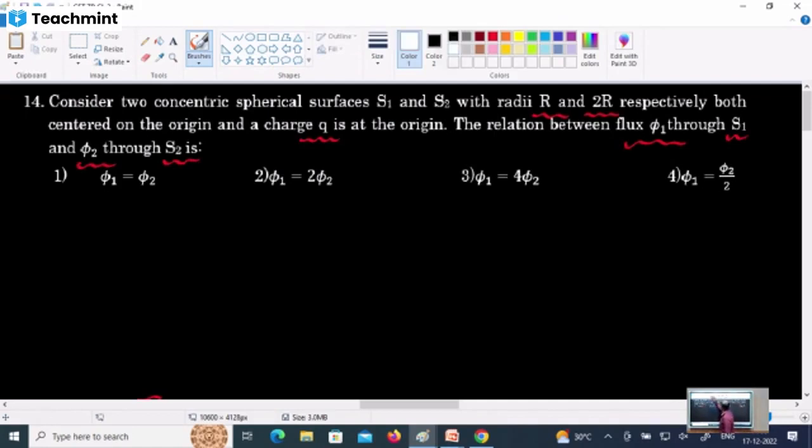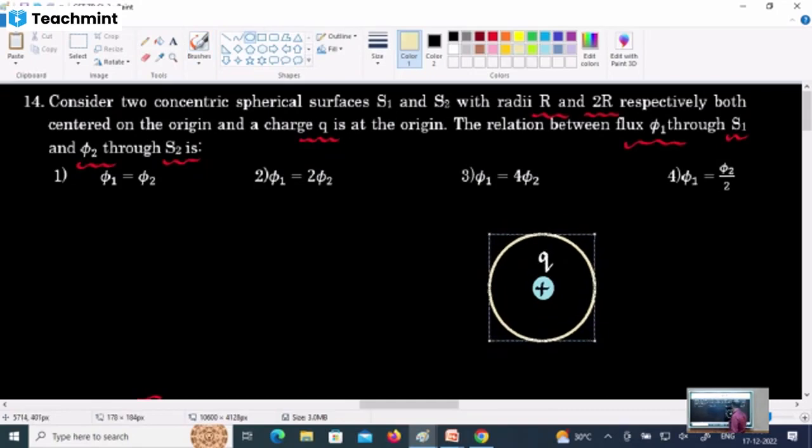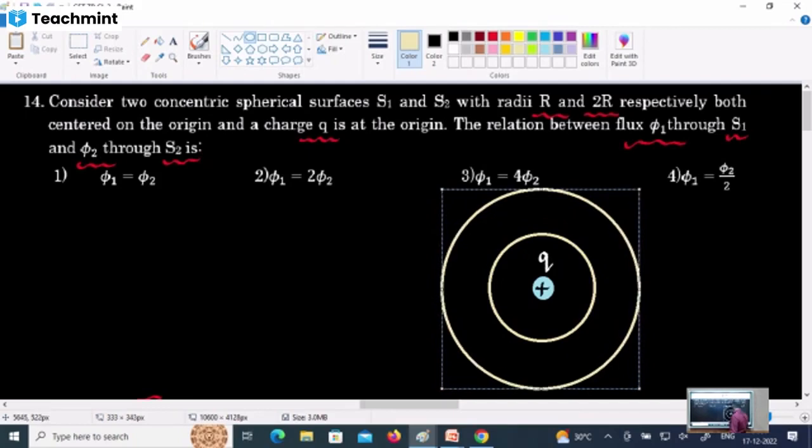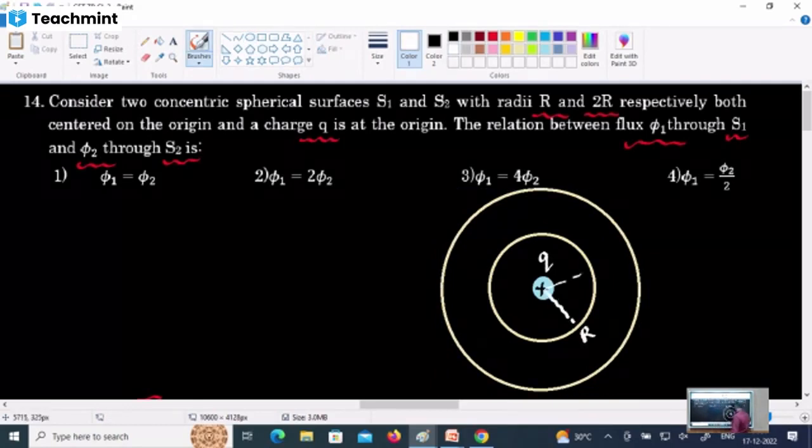We have a charge over there, and this is a point charge at the origin, a charge Q. Now we have two concentric spheres. One is having radius R, and another, the outer one. Either radius, inner radius is R, outer one radius is 2R.